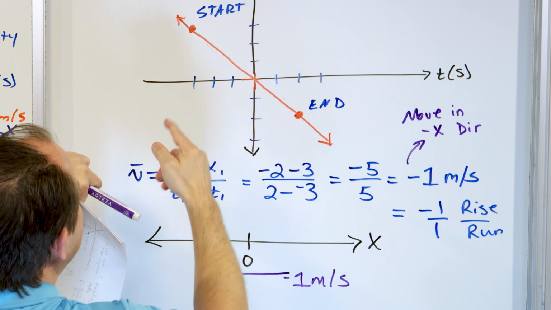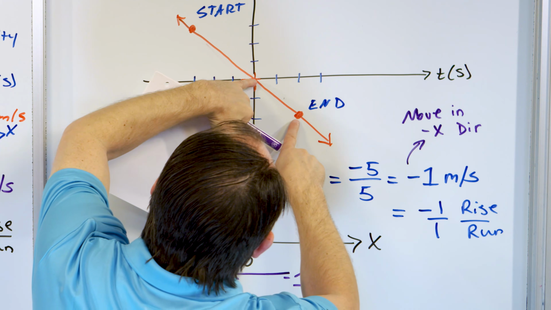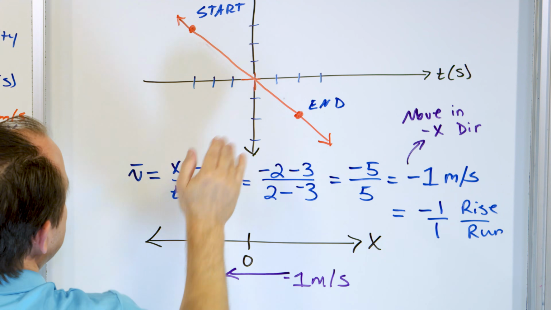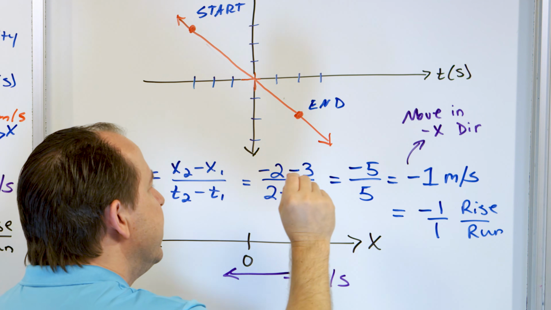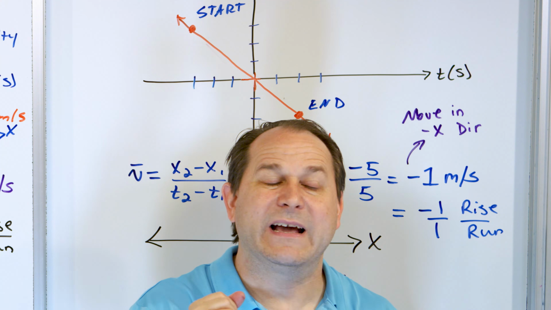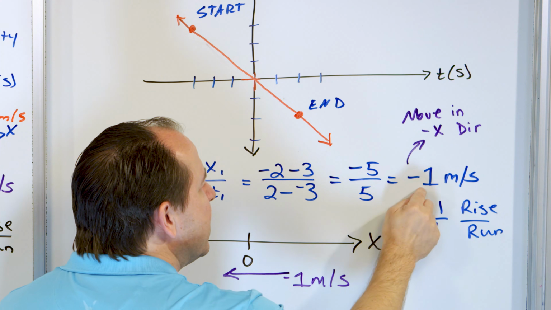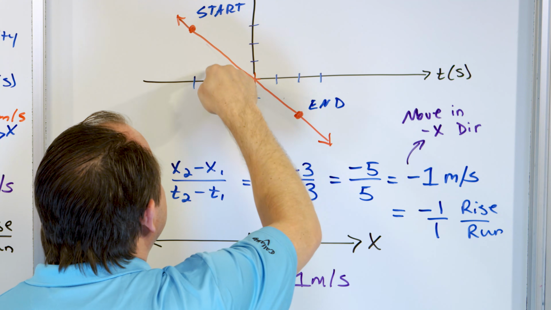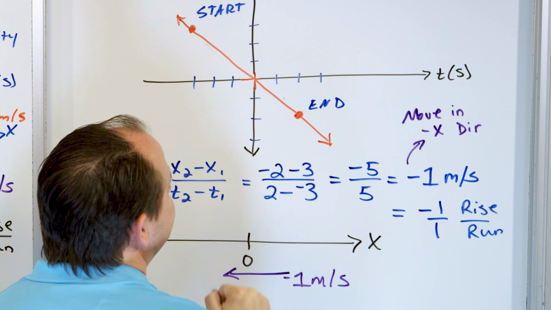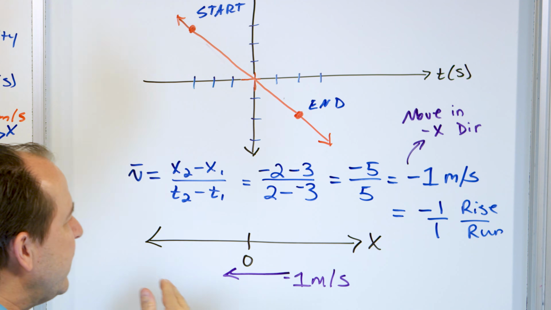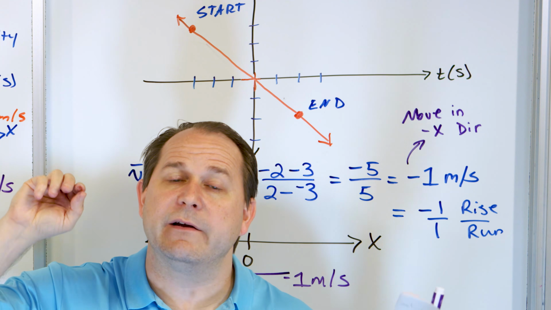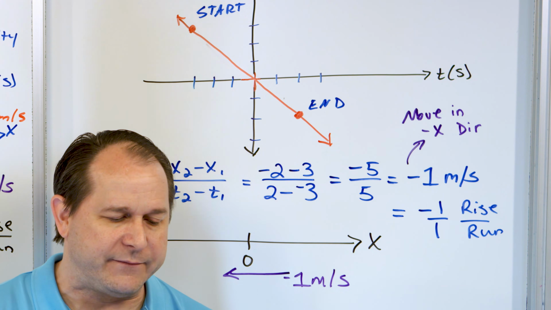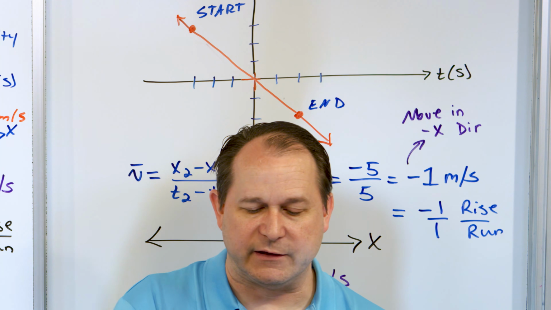I would encourage you, if you pick any other 2 points, like these 2 points, or these 2 points, or 2 other points that I haven't even put dots on, you will always find the velocity to be -1, because -1 meters per second means that I go down 1 meter for every second. And you can see that I'm doing that no matter where I'm at on this line. The velocity is the same everywhere because it's a line and the slope of a line never changes.